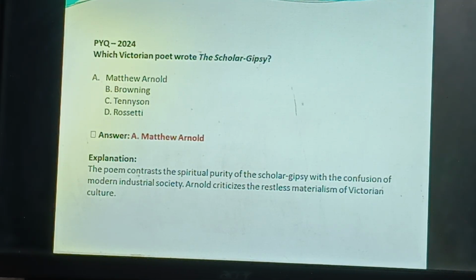Which Victorian poet wrote The Scholar Gipsy? It is a very important poem. Matthew Arnold, Browning, Tennyson, Rossetti. Matthew Arnold is the correct answer. The poem contrasts the spiritual purity of the scholar gipsy with the conventions of modern industrial society. Matthew Arnold criticizes the restless materialism of Victorian culture.